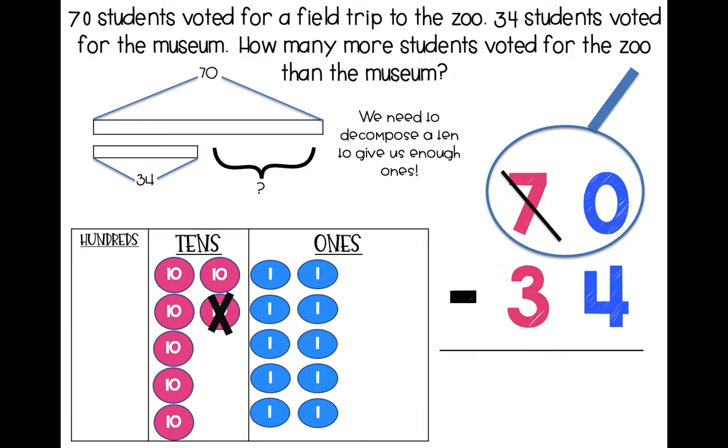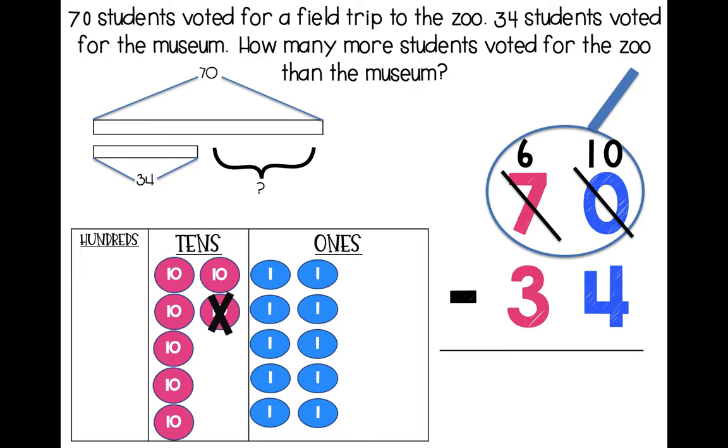Now that we've shown it on our place value chart, we need to make our vertical form match. We no longer have 7 tens. We decomposed one of them, so we're left with 6 tens. Make sure you're showing this on your vertical form. This is an important step that we don't want to miss. On our ones place, we don't have 0 ones anymore. We got 10 more. 10 more than 0 is 10.